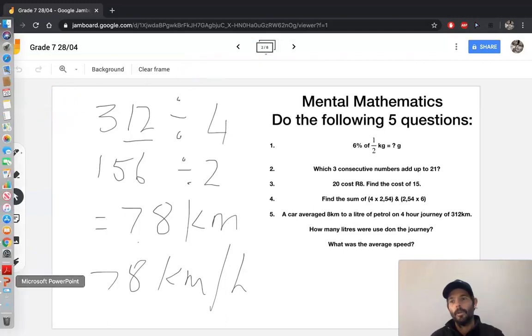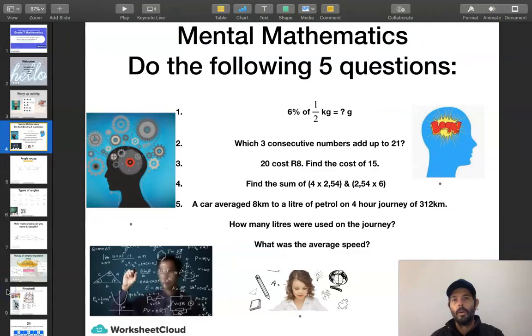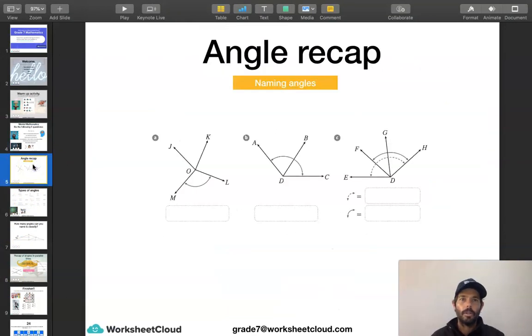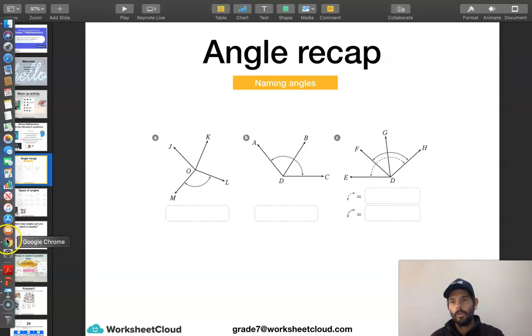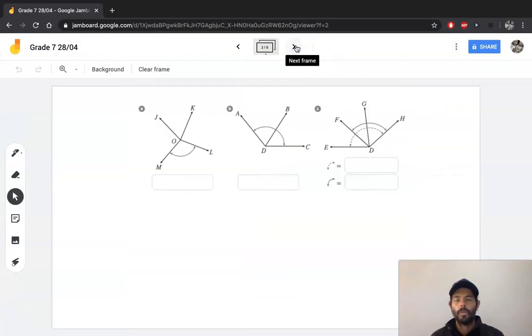Okay, right, so today we're going to carry on with angles. The first thing I'd like to do is just a little angle recap, and that's naming angles. So you do have different ways to name angles, and I'll go back to the Google Jamboard to explain this. So just bear with me. Okay, so there are your 3 angles.